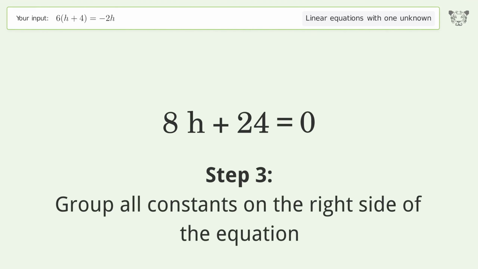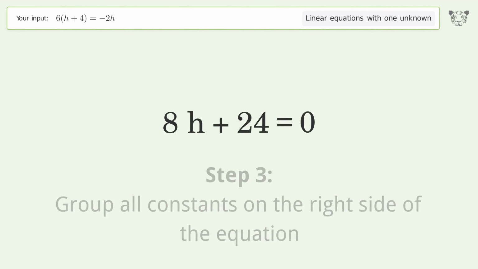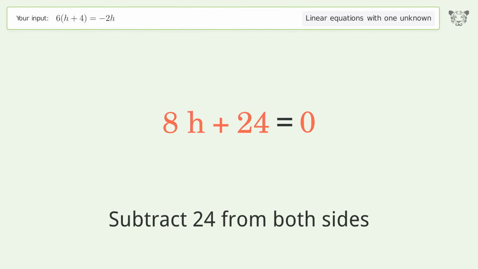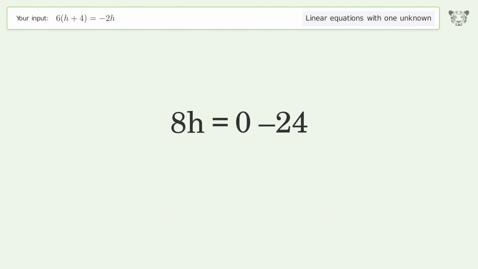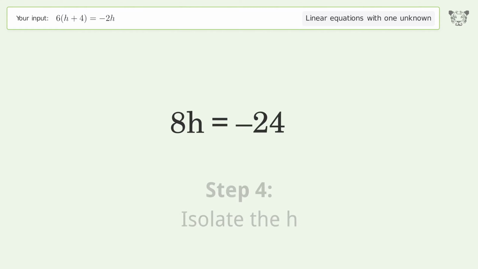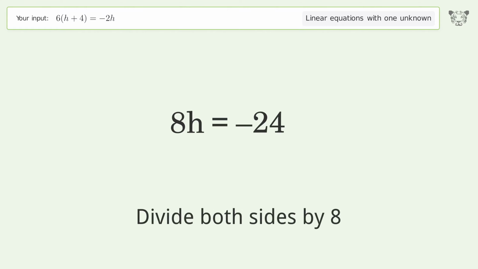Group all constants on the right side of the equation. Subtract 24 from both sides. Simplify the arithmetic. Isolate the h. Divide both sides by 8.